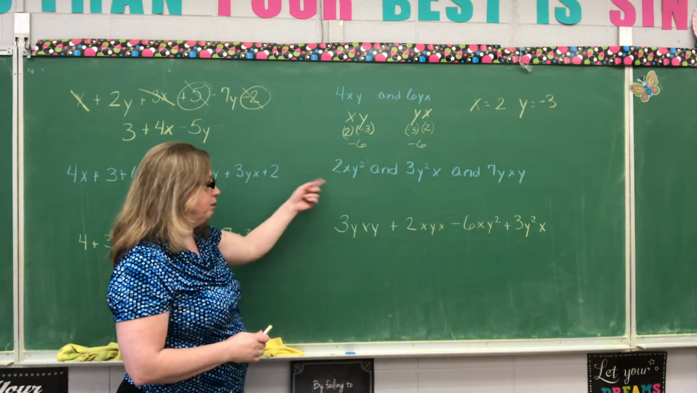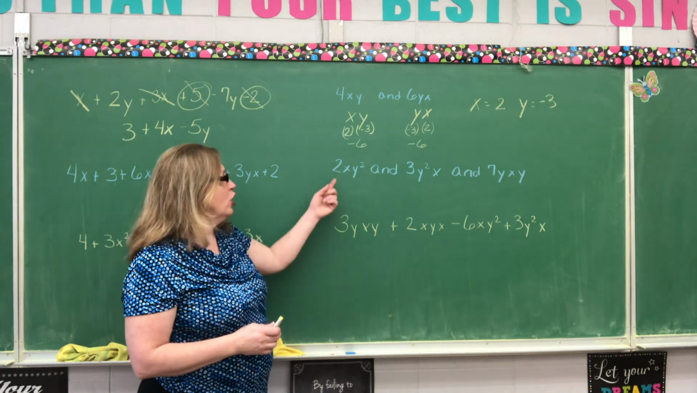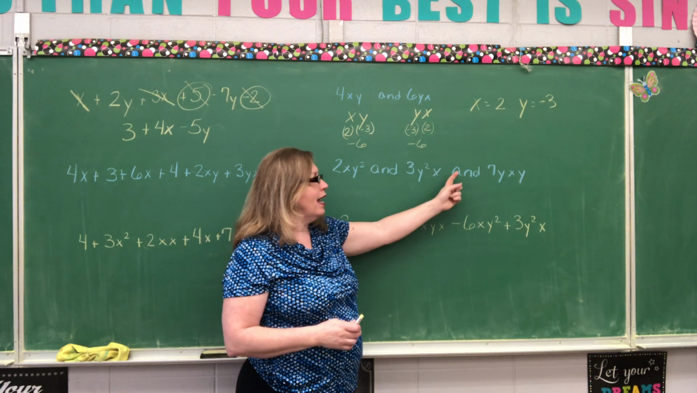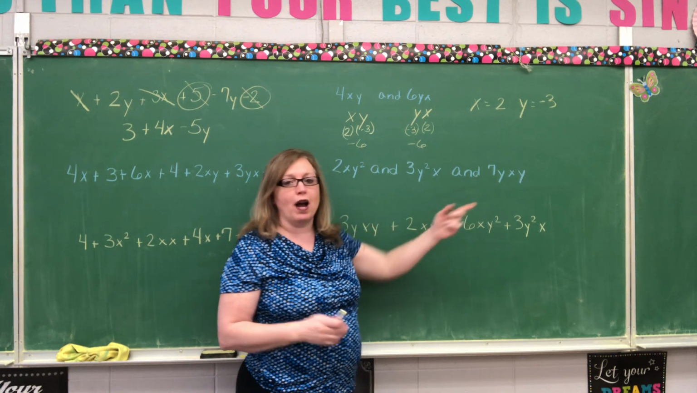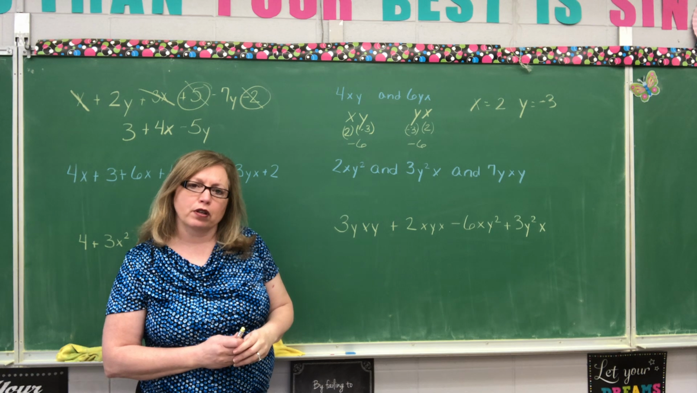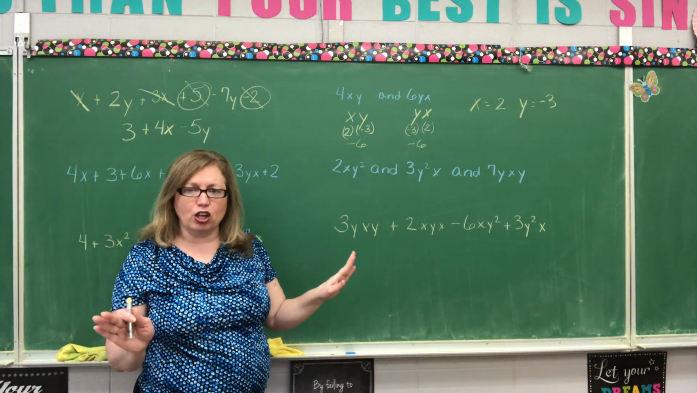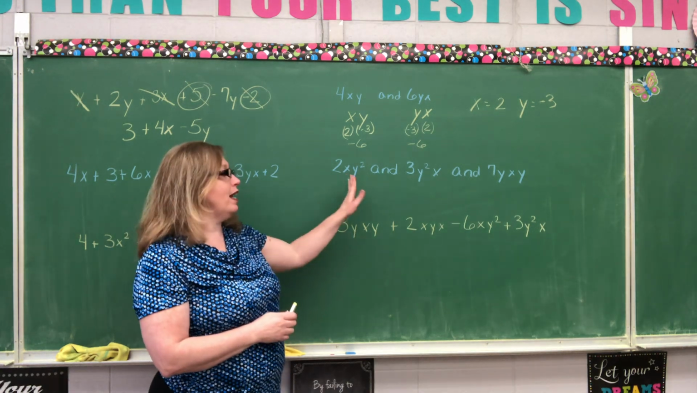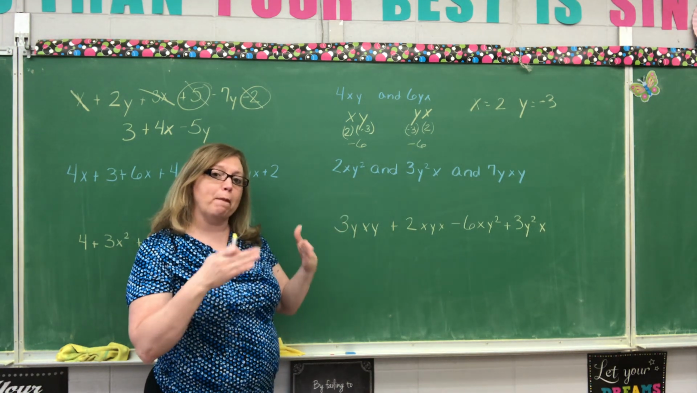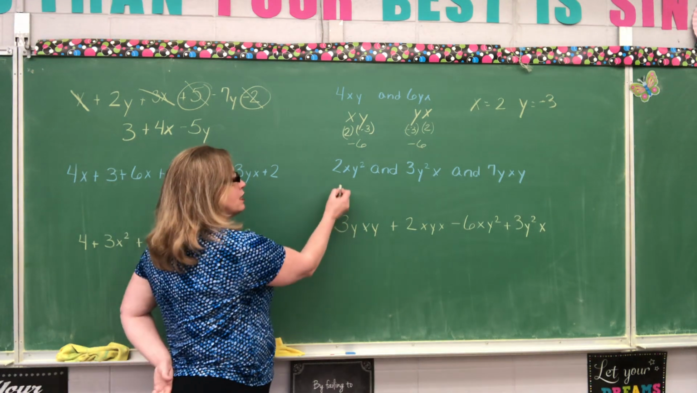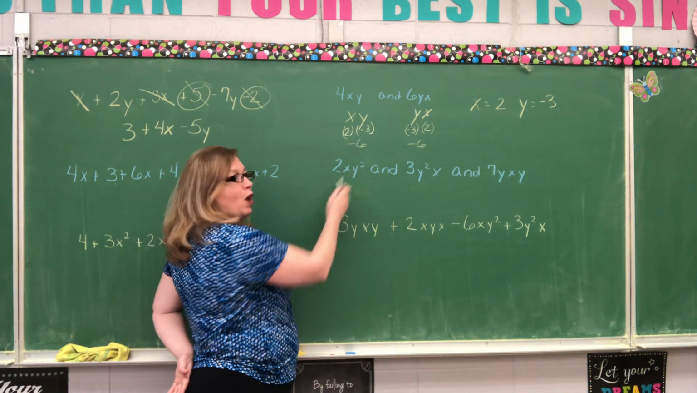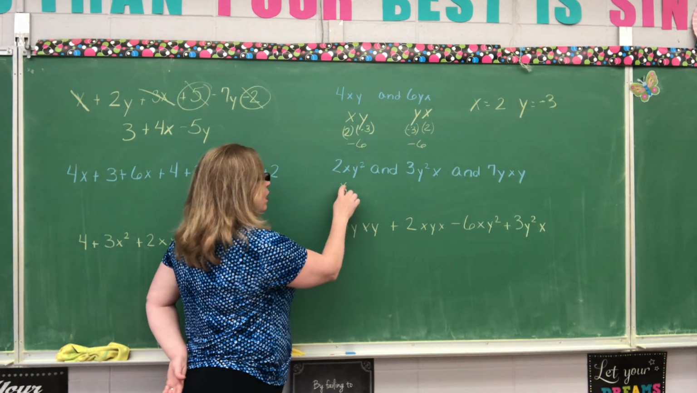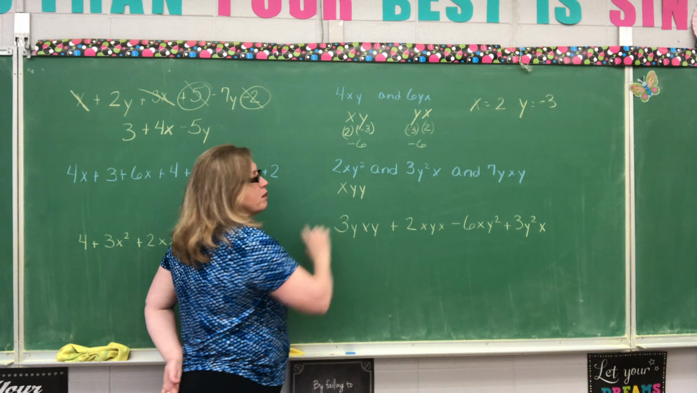Let's look at this next one, and let's talk about what it means. 2xy squared and 3y squared x and 7yxy. Are they like terms? Well, the first thing we're going to do is forget the coefficients. We don't care about the coefficients, okay? And now, because some of these have powers, we're going to break them apart. What I mean by that is, there's an x, then there's a y squared. Well, what does y squared mean? It means y times y. So I'm going to put y times y.